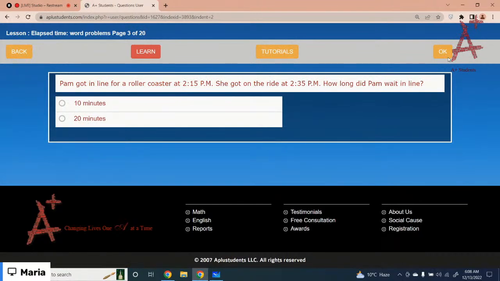Okay, Pam got in a line for a roller coaster at 2:15 p.m. She got on the ride at 2:35 p.m. How long did Pam wait in line? So which option is the correct one?